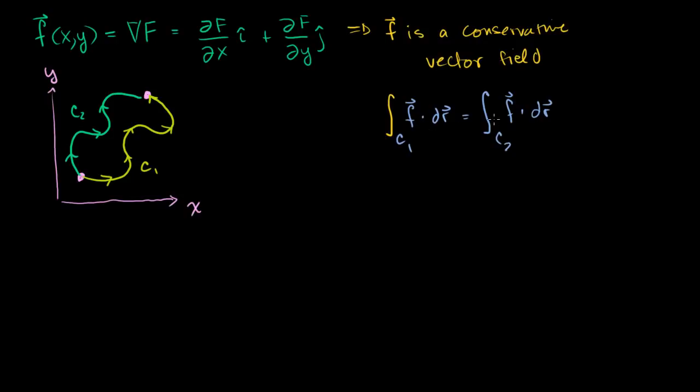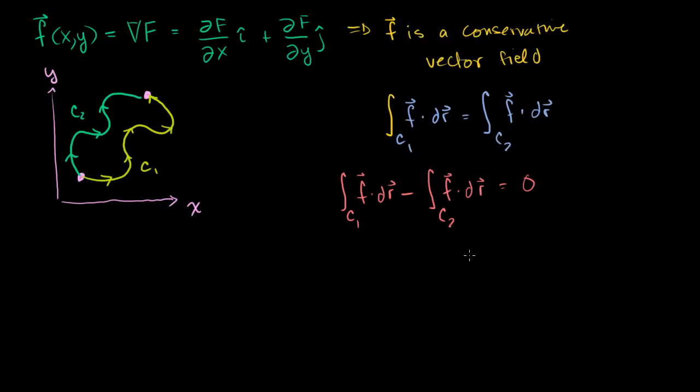I've already written this here. I could rearrange this equation a little bit. Let me rewrite this in orange. So the line integral on path C1 of f dot dr minus, I'll just subtract this from both sides, minus the line integral over C2 of f dot dr is going to be equal to 0. All I did is I took this takeaway from the last video and I subtracted this from both sides.